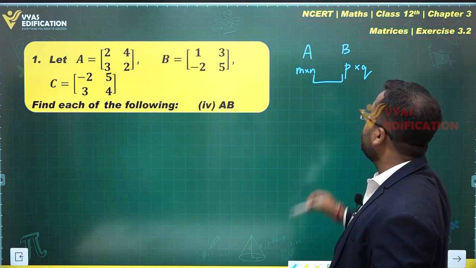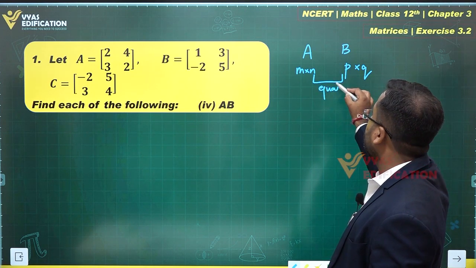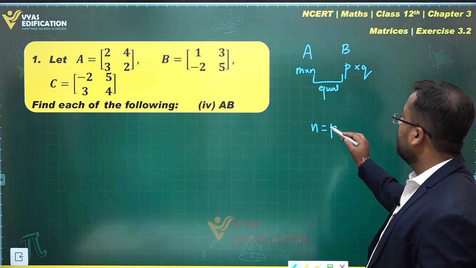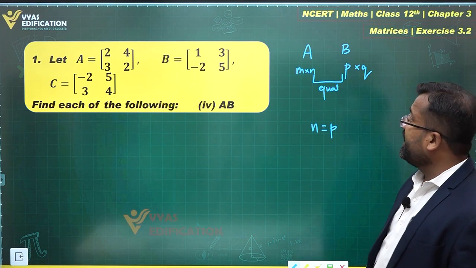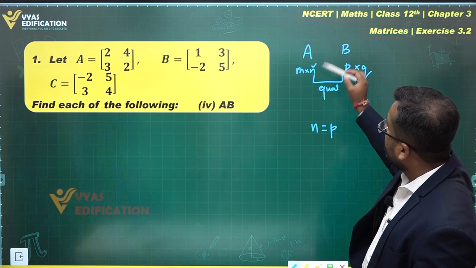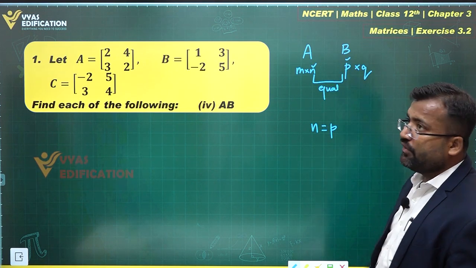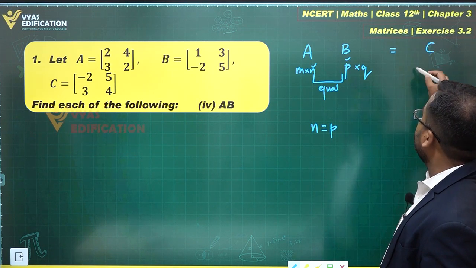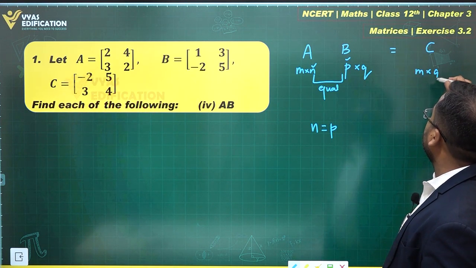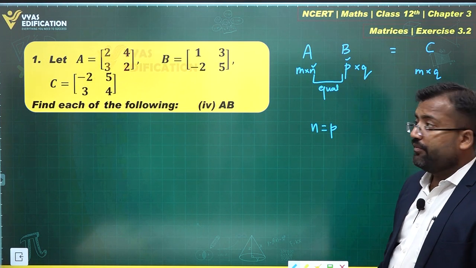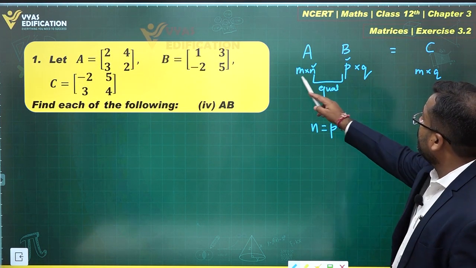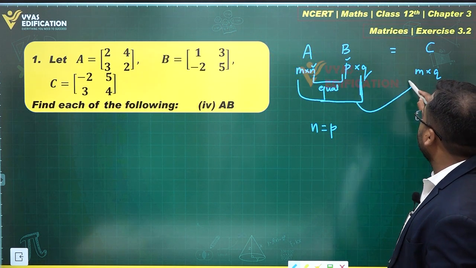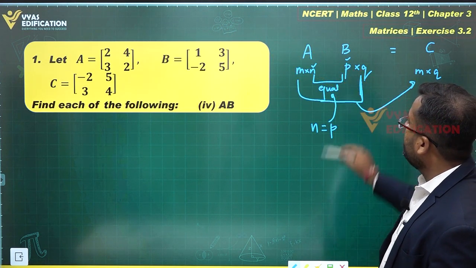That is, N should be equal to P. This is a row by column multiplication, and yes, the number of columns in this should be equal to the number of rows in this, and then the product that obtains C will have order M by Q. The product will have order M by Q, this and this over here. This will be the final order of the product, right? And N and P should be equal.